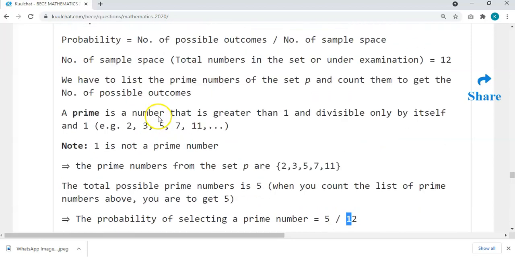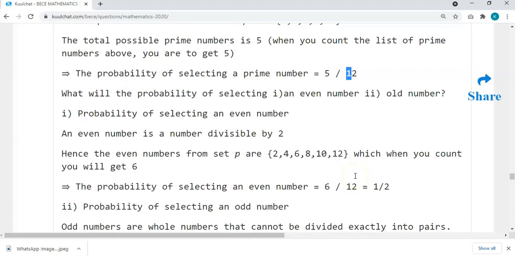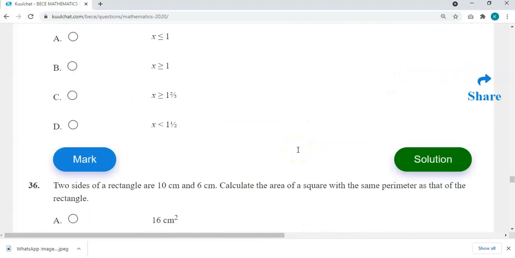But the answer for this one is, the prime numbers we have are 1, 2, 3, 4, 5. So it will be 5 over the total numbers we have, which is 12. That will be the probability.